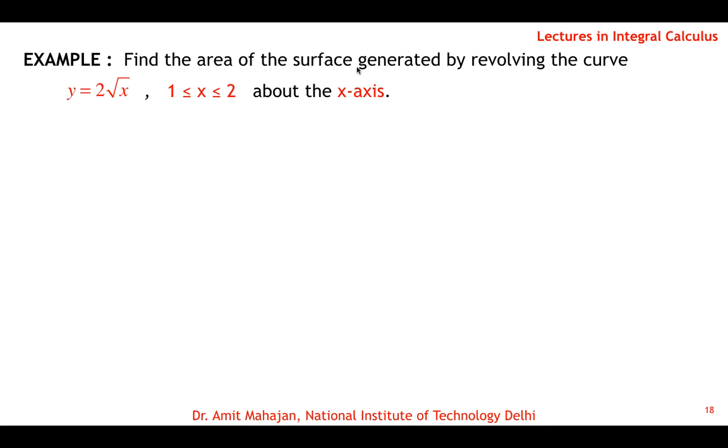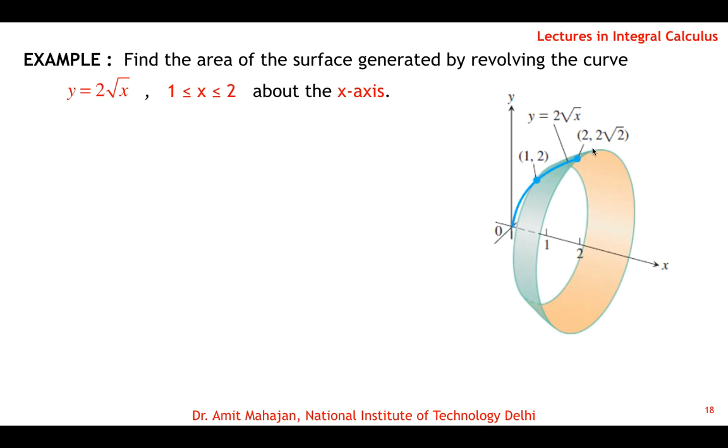Say, find the area of the surface generated by revolving the curve y equals 2 root x, where x varies from 1 to 2, about the x-axis. So there is a curve from x equals 1 to 2 given by this formula, and if it is rotated about the x-axis, it will generate a surface whose area we need to calculate. This is the curve y equals 2 root x, but we only need the portion of the curve from x equals 1 to 2. So from this point to this point is the curve. When it is rotated about the x-axis, it will generate this surface whose area we need to calculate.